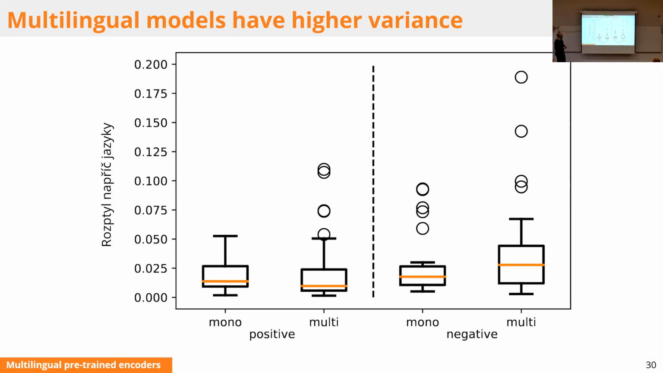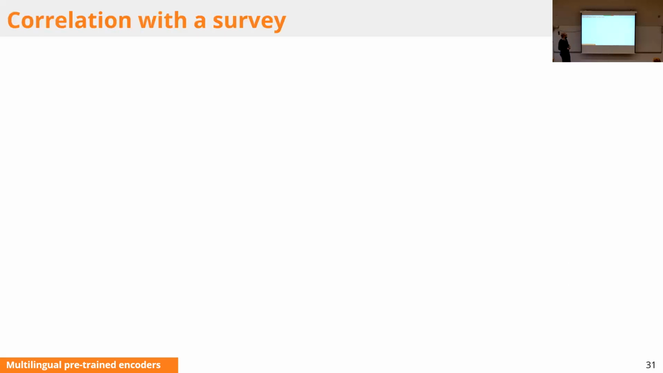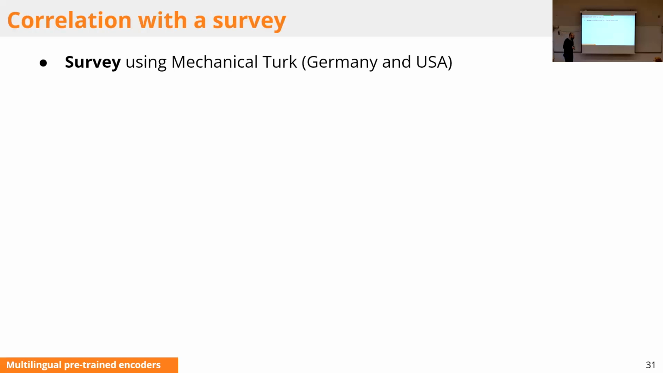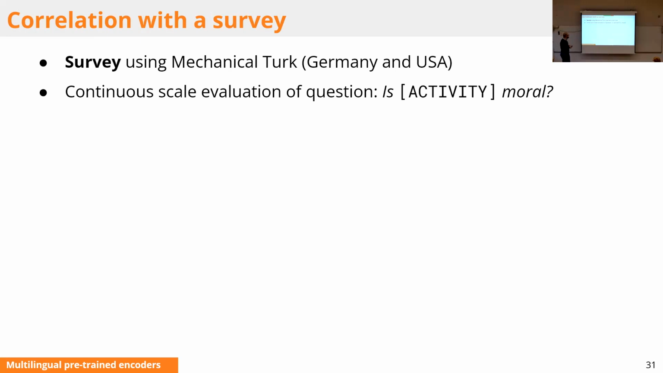So instead of looking at plots of some random words, we tried to do some more rigorous quantitative analysis. And the first thing that we observe is that multilingual models have much larger variance than monolingual models, which might be due to cultural differences, it might not. And the other thing we did is that we tried to correlate the numbers that we get with a survey done using Mechanical Turk in English, but in Germany and the USA.